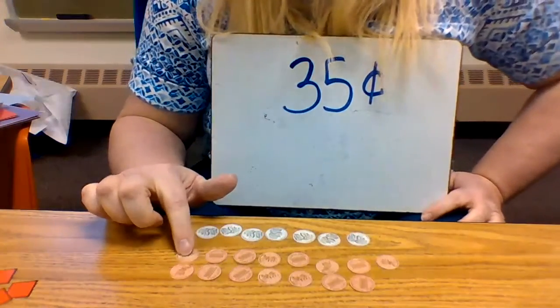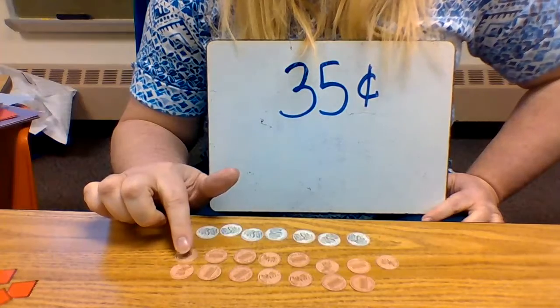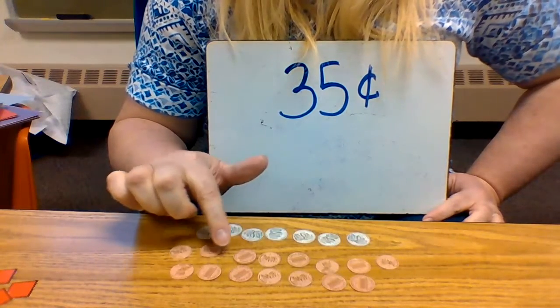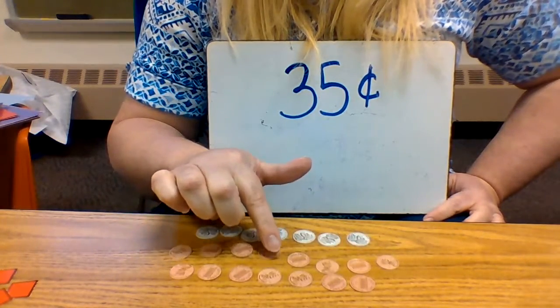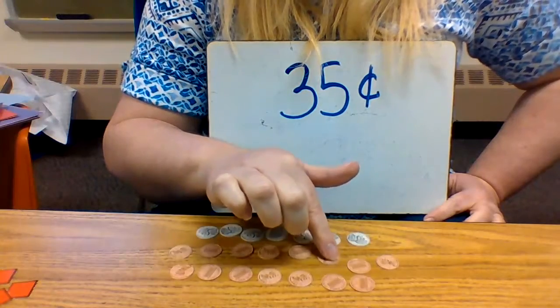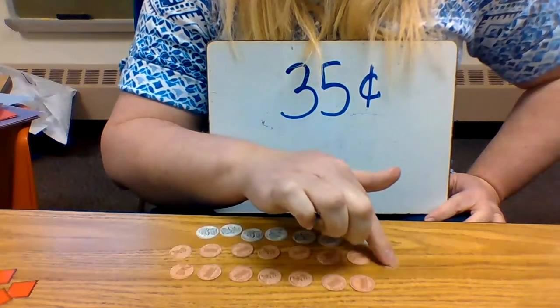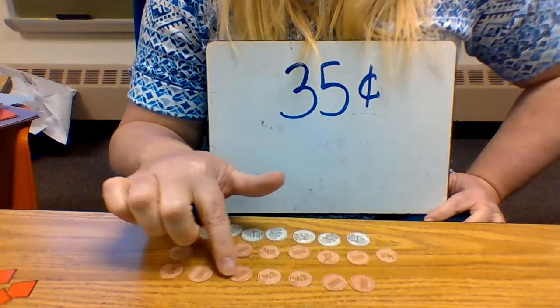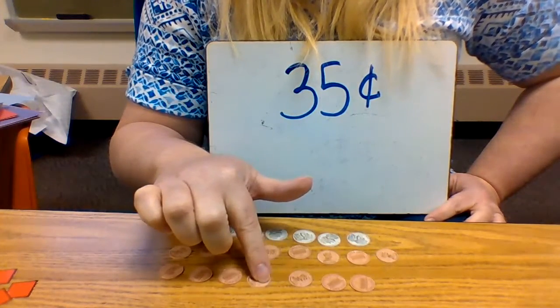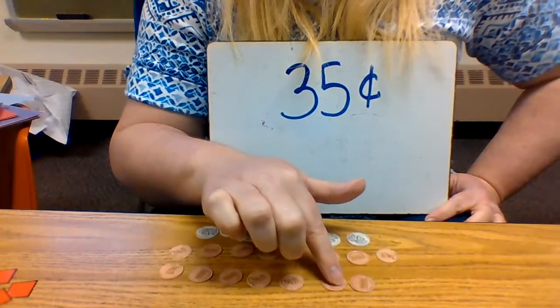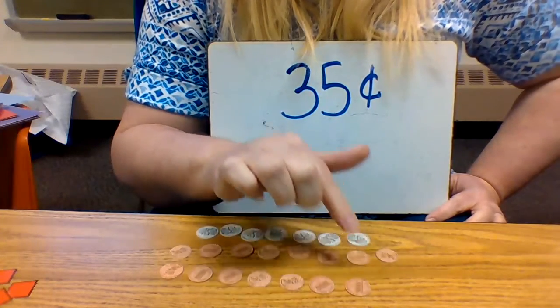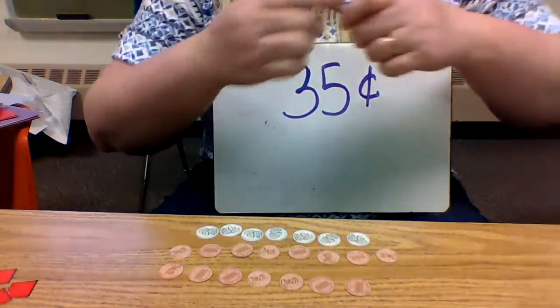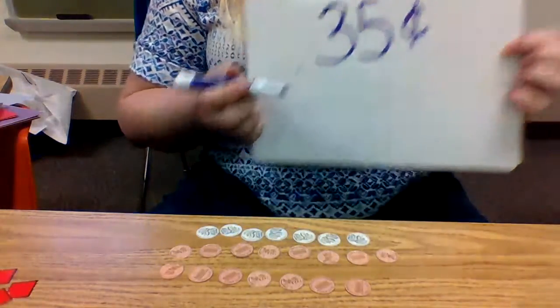All right. Ready? Let's count together. We're counting by ones. 1, 2, 3, 4, 5, 6, 7, 8. We'll go to the next row. 9, 10, 11, 12, 13, 14, 15. So I have 15 cents.